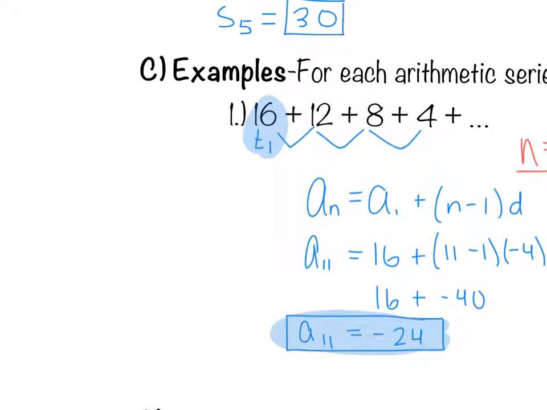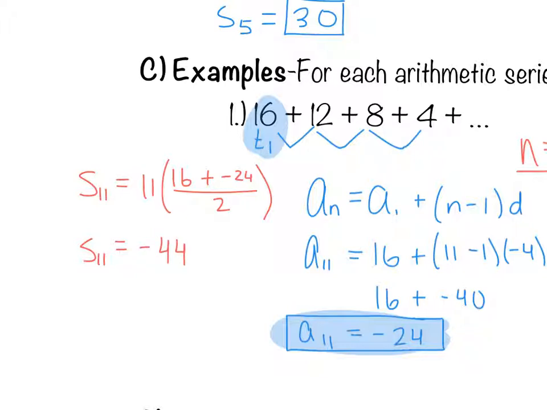I'm going to go over here to the left a little bit. The sum of 11 will equal the sum formula, which is n times the first term, which is 16, plus the last term, which is negative 24, over 2, and that's it. So 16 plus negative 24 is negative 8. Negative 8 divided by 2 is negative 4. Negative 4 times 11 is negative 44.